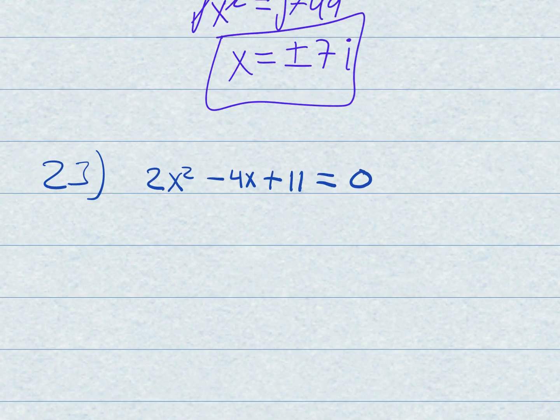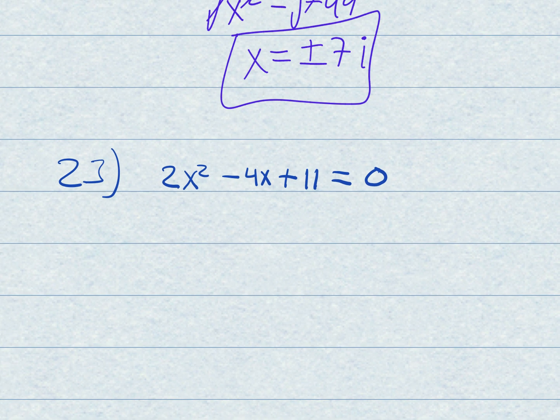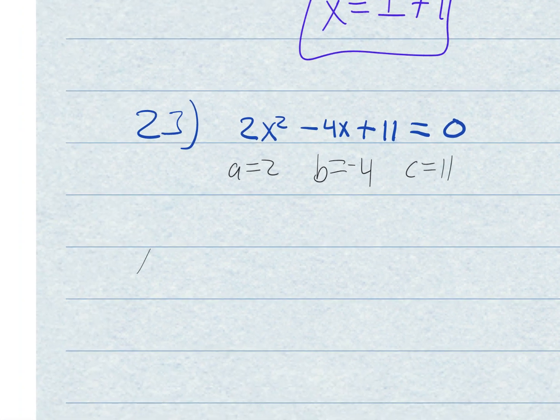I would do it by quadratic formula because even though our middle term is even, we have a number in front of the x squared, right? So that's going to make completing the square a little bit difficult. Let's just do quadratic formula. In this case, a equals 2, b equals negative 4, and c equals 11. All right, so just plug it in.